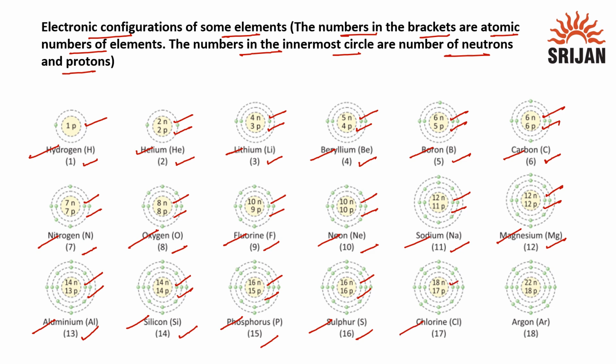Chlorine has 18 neutrons, 17 protons and 17 electrons. And last, argon has 22 neutrons, 18 protons and 18 electrons.